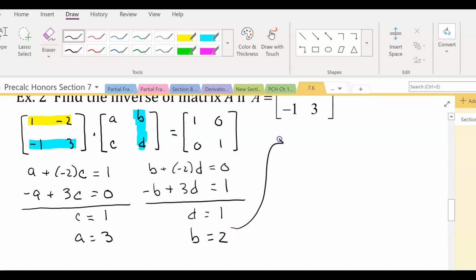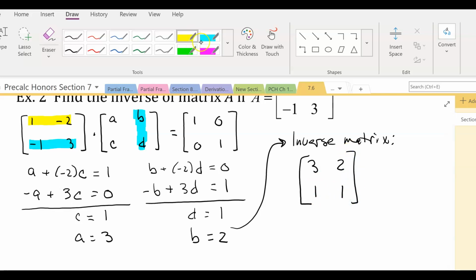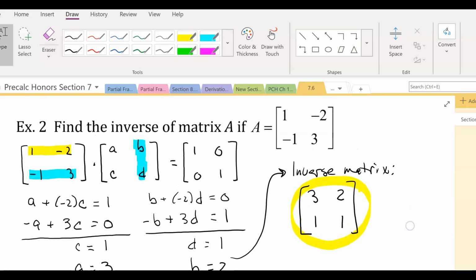So then our final answer, our inverse matrix, is going to be A, which was 3, B, which was 2, C is 1, and D is 1. This is our final answer. All right, and then if you wanted to go ahead and check, you could just multiply these two matrices and make sure you got back to the identity matrix.